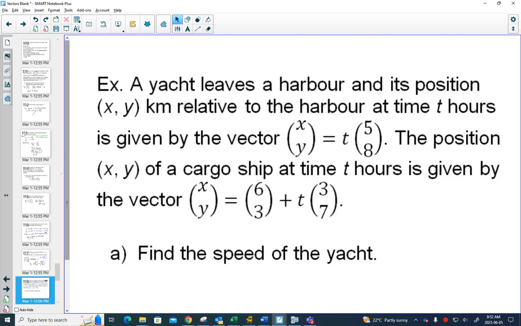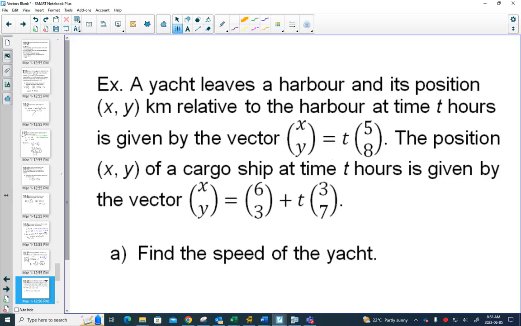Boat questions tend to be in 2 dimensions, because they're traveling on water, and unless it's really wavy, it's pretty flat. So a yacht leaves a harbor, and its position vector in kilometers relative to the harbor at time t is given by the vector equation (x, y) is t (5, 8). Notice there's no numbers in front because, if it's compared to the harbor, the start is at (0, 0).